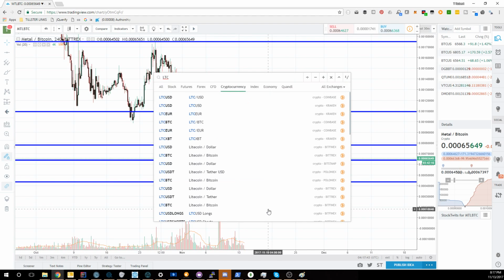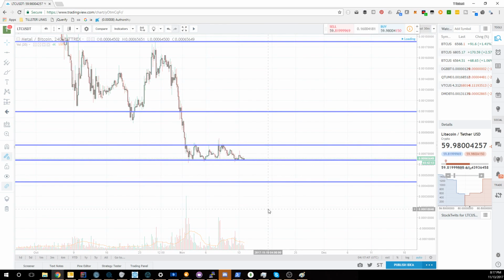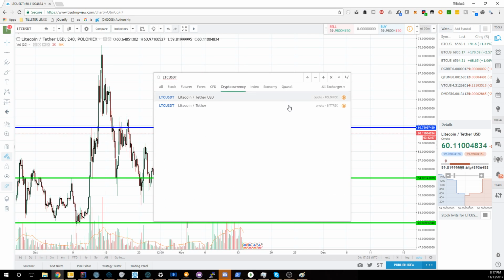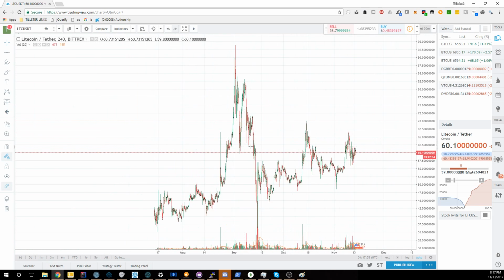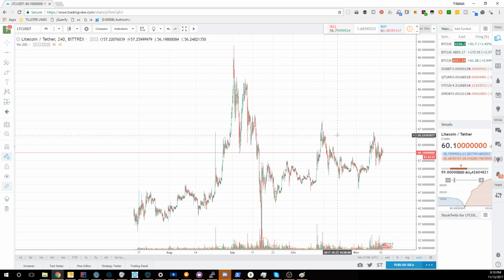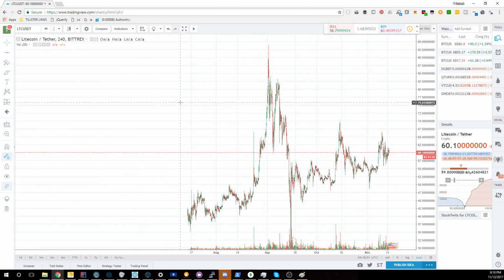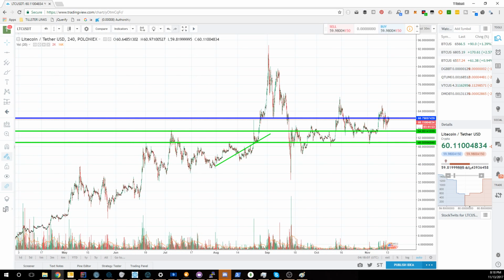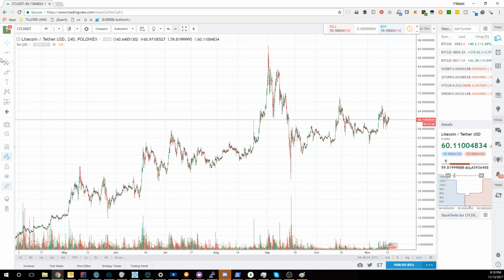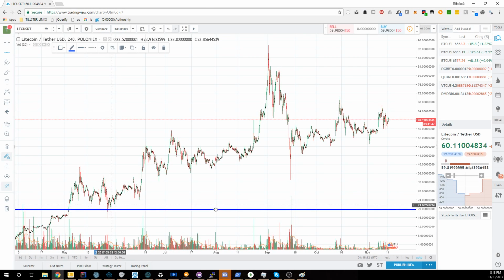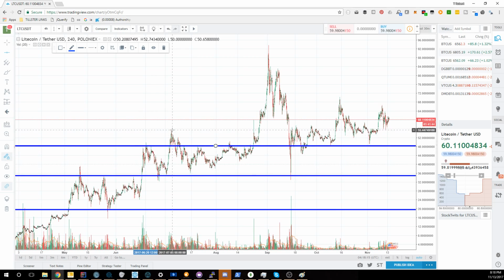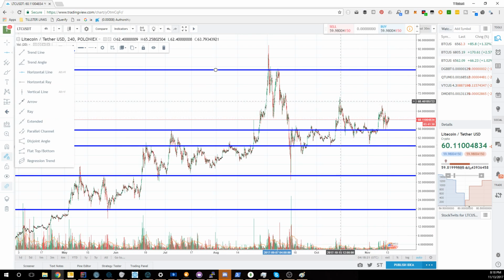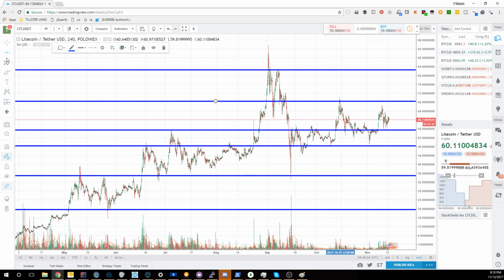LTC. I'm going to do LTC against dollar tether because I like LTC against dollar tether. I'm going to use Bittrex for my exchange. Again, lots of money that I made in this market this year. LTC, USDT. Let's do Poloniex. We'll get rid of all this stuff. Here we are back in June. Let's just draw some lines really fast. Okay, I'd say that's a pretty good start.